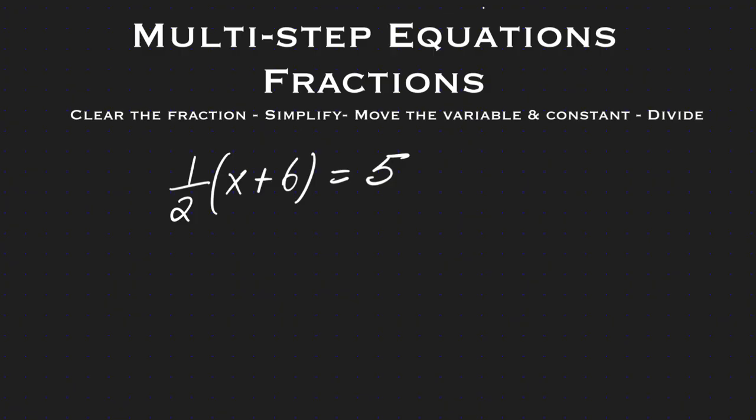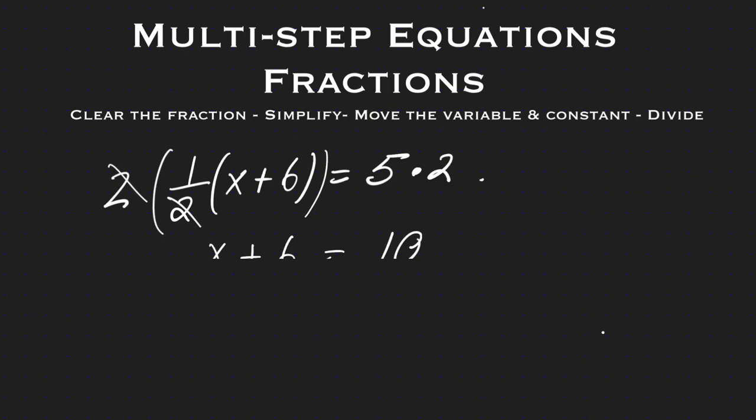In this example, either you can distribute or clear the fraction. Clearing the fraction is much faster. So let's go ahead and multiply everything by 2. The 5 will be multiplied by 2, as well as everything else over here. Those two will cancel each other out. So we'll have x plus 6 equals 10. We're going to subtract 6 from both sides. And therefore x equals 4.